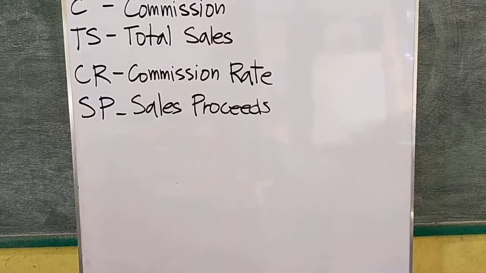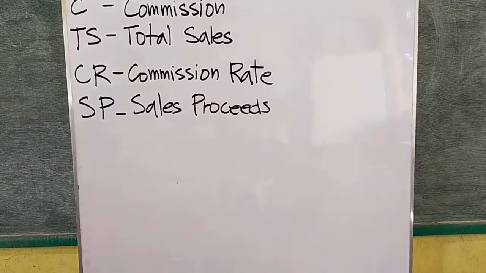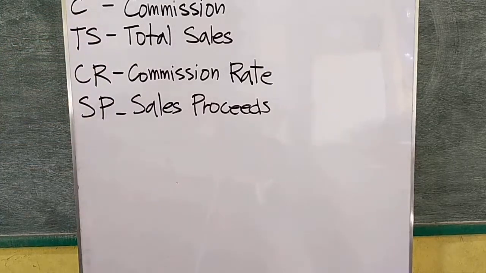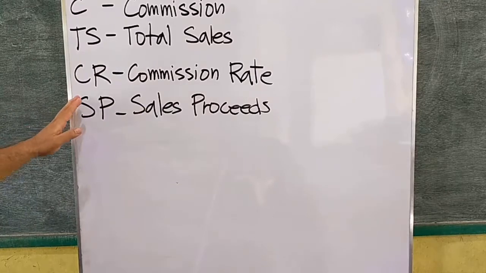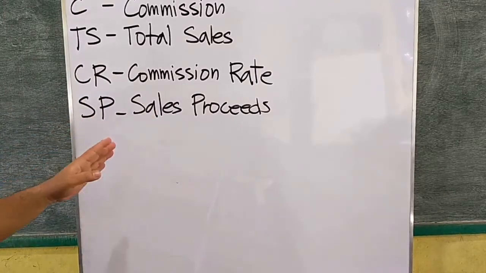Now, commission is an amount of money a person receives for selling something, while total sales is the total amount of sales made by the salesperson. Commission rate is the percent taken off from the selling price, while the sales proceeds is the amount that remains after the commission has been deducted from the total sales. C stands for commission, TS total sales, CR commission rate, and SP sales proceeds.